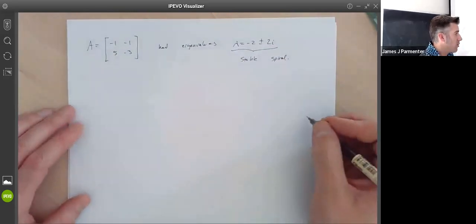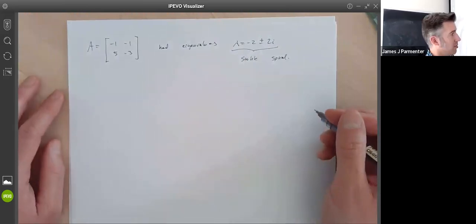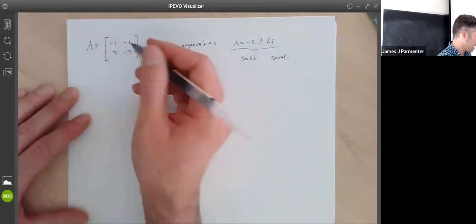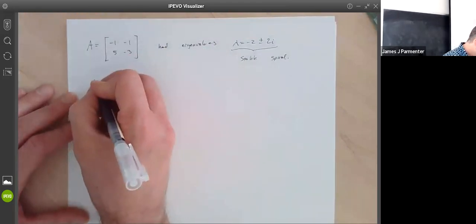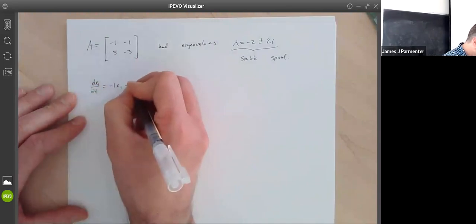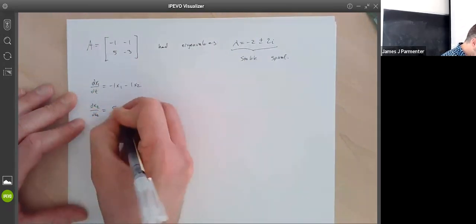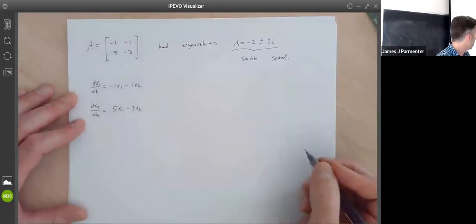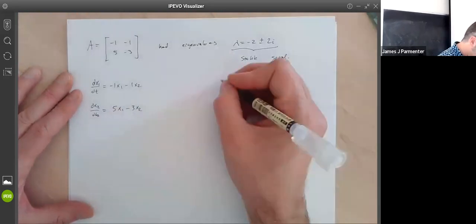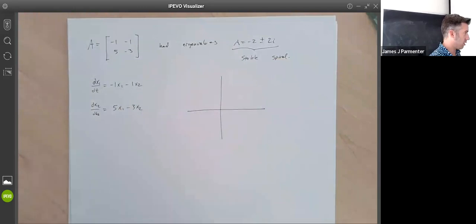Okay, but what direction is the spiral going? Well, to answer that question, what you really want to do is just draw a couple arrows in your phase plane, meaning if I think about what these equations actually mean, this is dx1/dt equal to -1 x1 minus 1 x2, and dx2/dt equal to 5x1 minus 3x2. You can pick a couple points. We know it's a spiral. We know it's spiraling inward. All we really need to know is if it's going counterclockwise or clockwise.